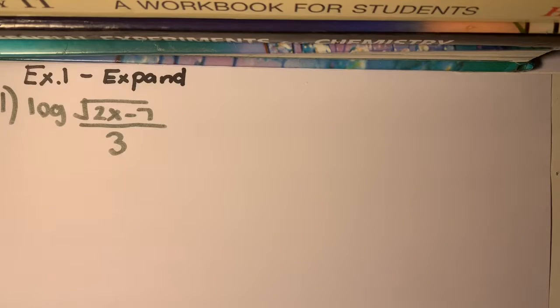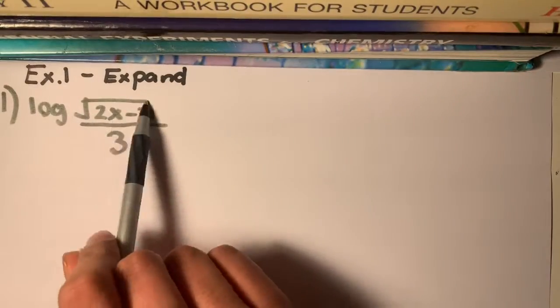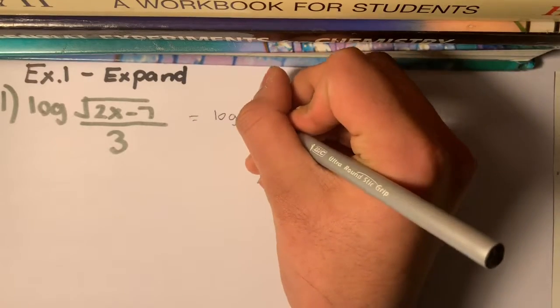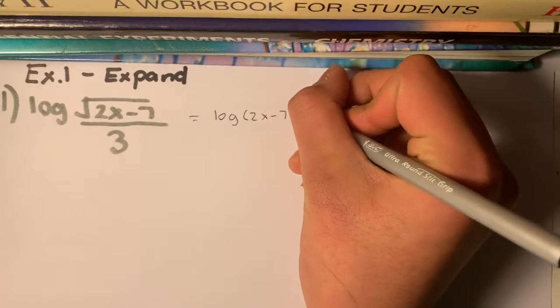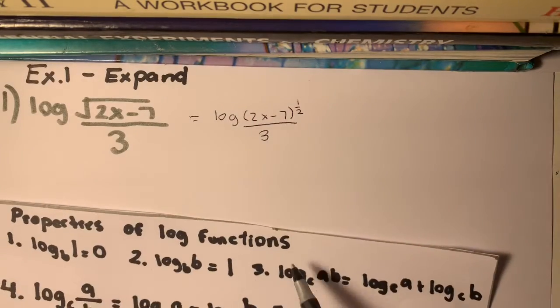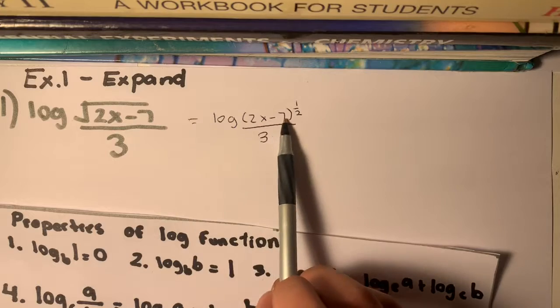This question I'm going to go over is the expanding question, and this is our question over here. The first step I'm going to do is that I know there's a square root over here, so I want to remove that. So it's going to equal log of (2x minus 7) to the 1 over 2, divided by 3. Looking at the properties of logarithmic functions, I already know that number 3 is fine, so I can leave the 2x minus 7 in the brackets.